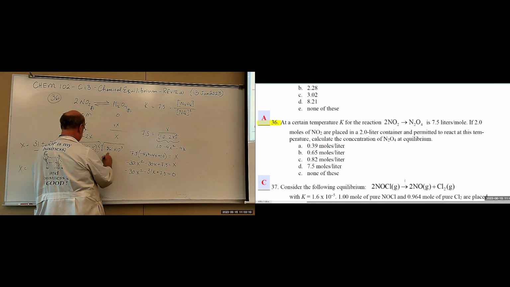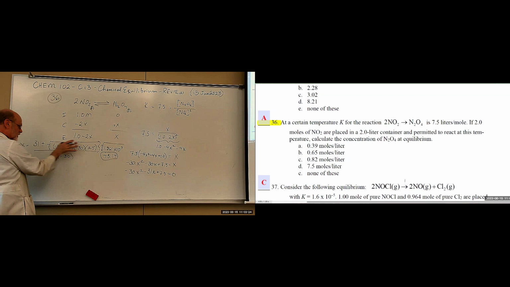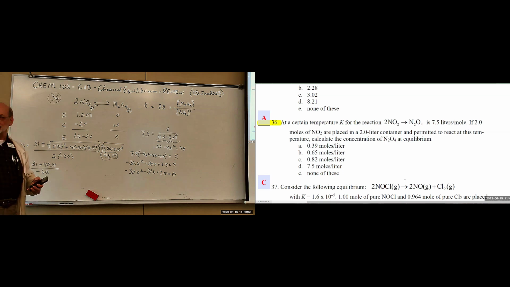Square root of that is 43.14. So that's all this term right here, and it's either plus or minus. The first possibility is 31 plus 43.14 divided by a minus 60. Right? We can throw that one out. Why? Because we can't have negative concentrations. So that one's gone.